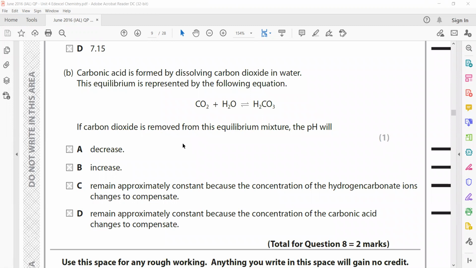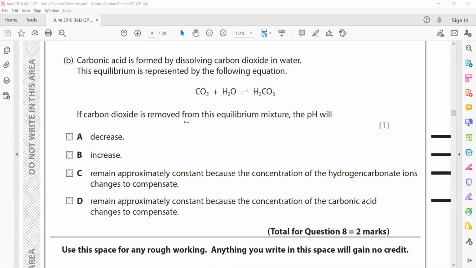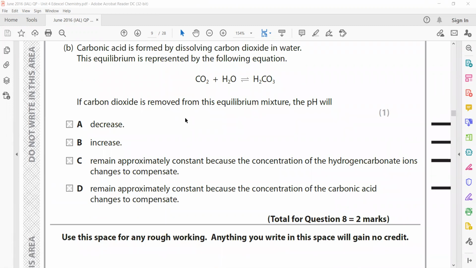The carbonic acid is formed by dissolving carbon dioxide in water. This equilibrium is represented by the following equation. If carbon dioxide is removed, the pH will, so what will happen to the pH, for question number 8, part B. So if we remove carbon dioxide, equilibrium will shift towards left hand side.